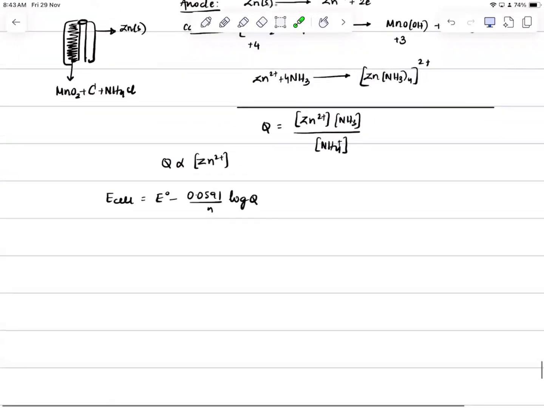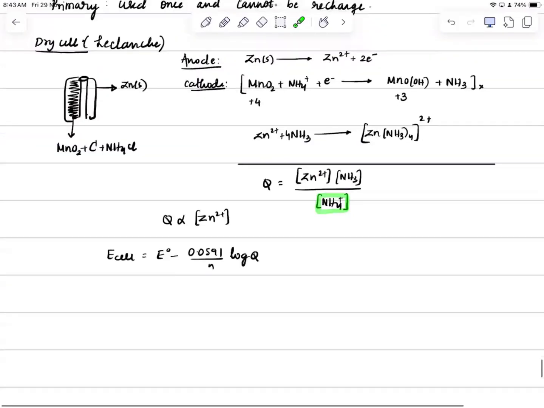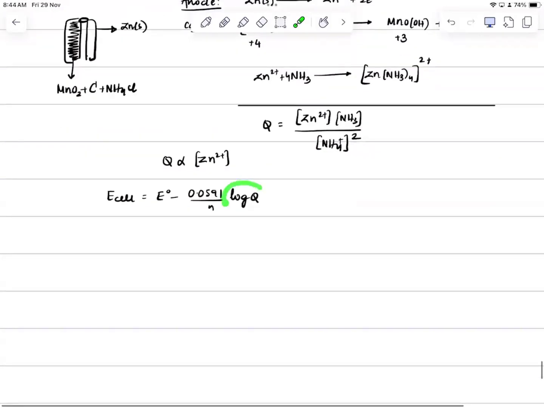What you would notice here is NH4+ is also getting decreased, isn't it? If you compare the amount of loss, this is squared, sorry. The amount of loss of NH4+ compared to Zn2+, this decrement is much more. So overall, Q remains greater than 1 over time. If it is greater than 1, then the E cell value will keep decreasing. The maximum E naught value that it can create is around 1.5 volts.